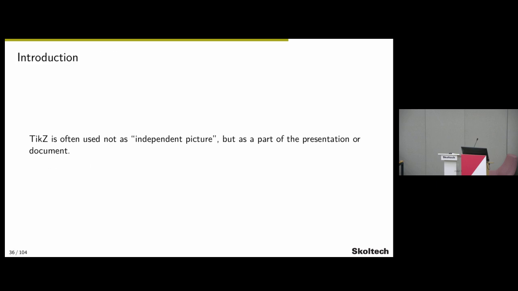Okay, the last part. Why will you probably use TeX? If you make LaTeX documents, you will probably use TeX as part of your whole document, not to draw a separate picture, but to incorporate some graphics, some arrows, lines, shapes inside your document. I will show you several examples of how you can do this.